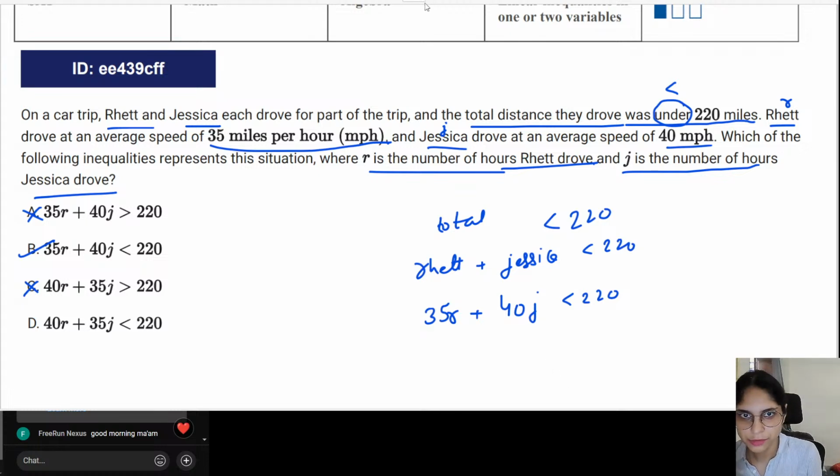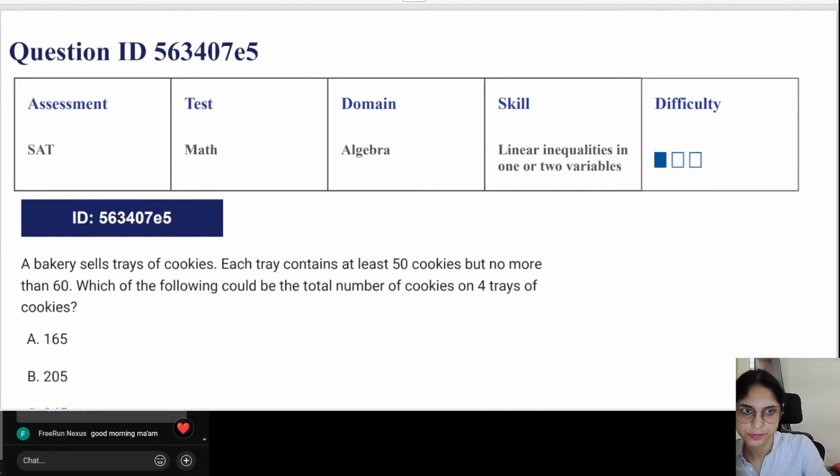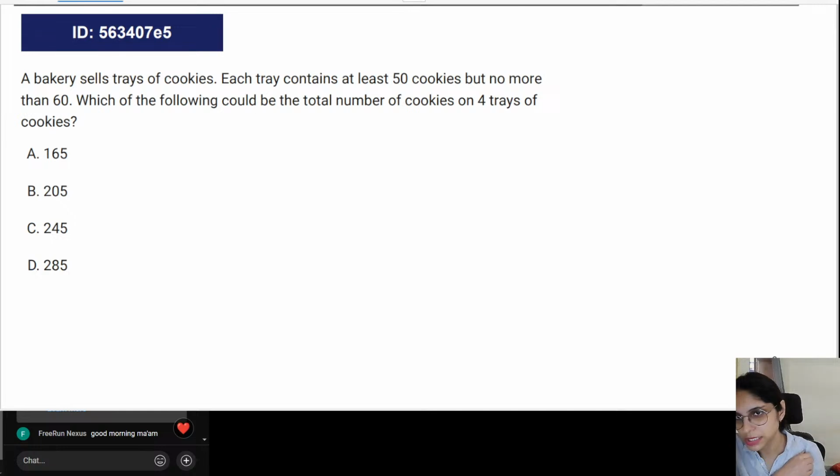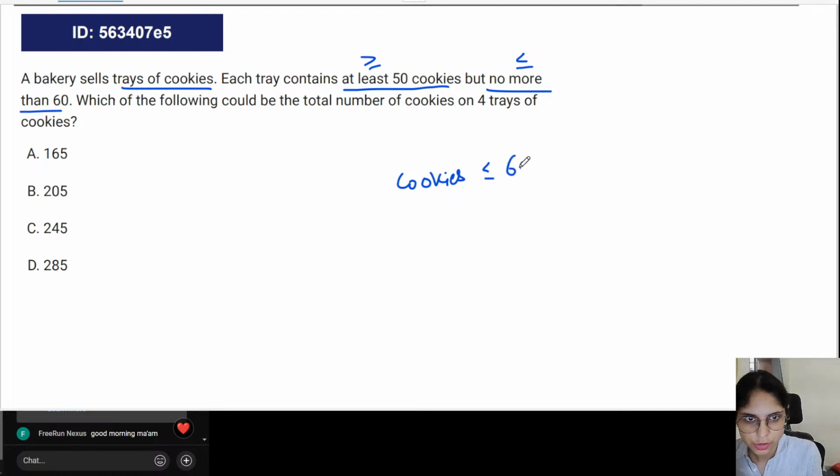Next is question number 12. So far we have seen at least means greater than or equal to, maximum means less than or equal to, under means less than. A bakery sells trays of cookies. Each tray contains at least 50 cookies, but no more than 60. So at least means greater than or equal to, no more than means less than or equal to.